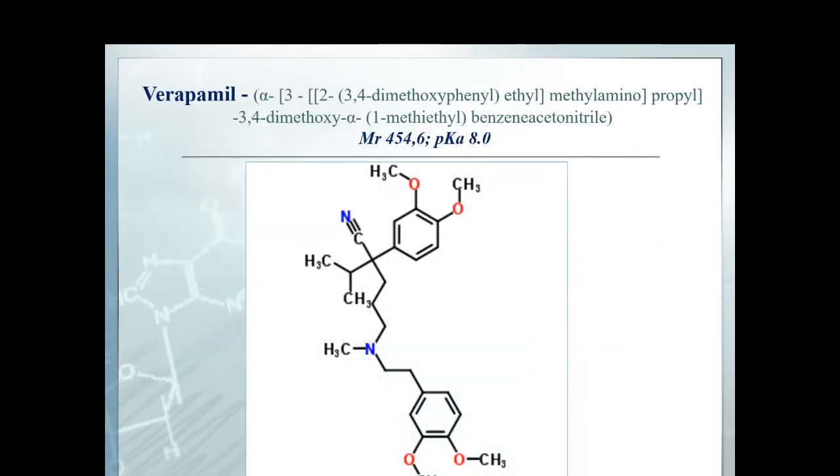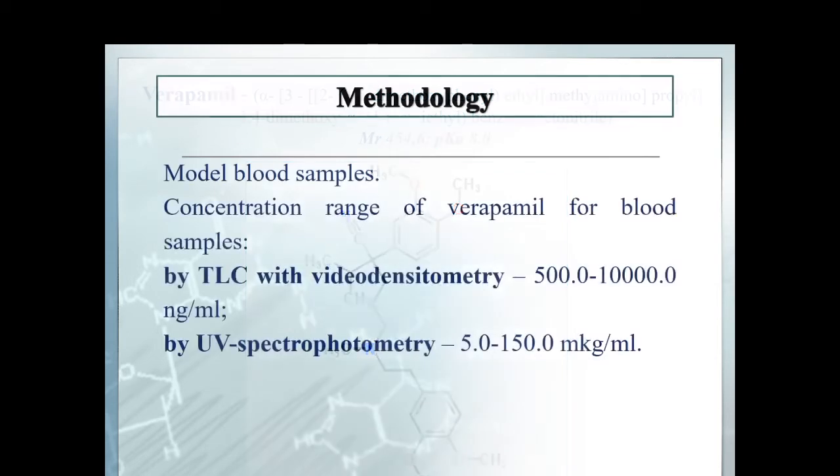This slide shows the structural formula of verapamil. It is a phenylalkylamine derivative. Verapamil is a basic nitrogenous drug, a tertiary amine. We used a reference material of verapamil from LGC Standards.